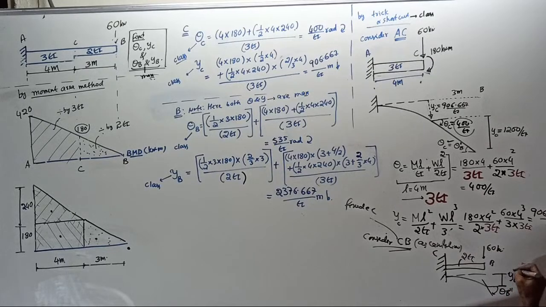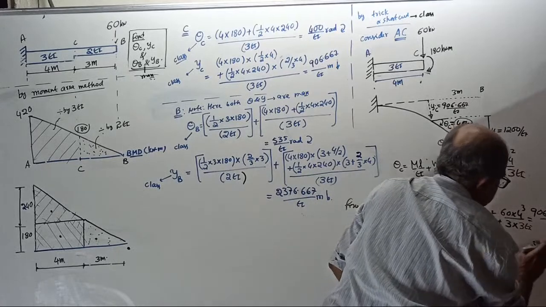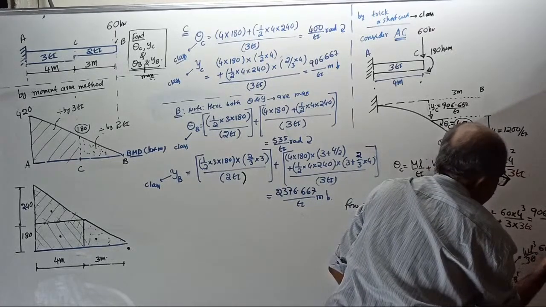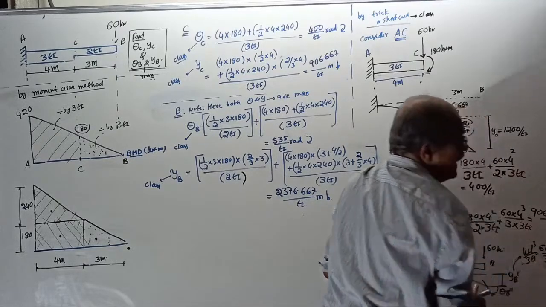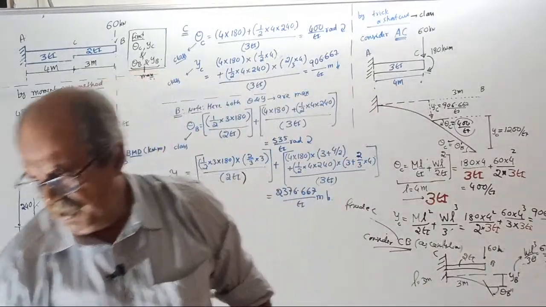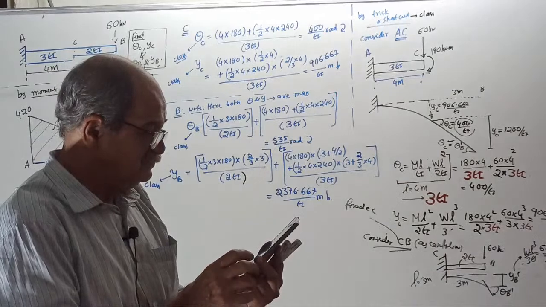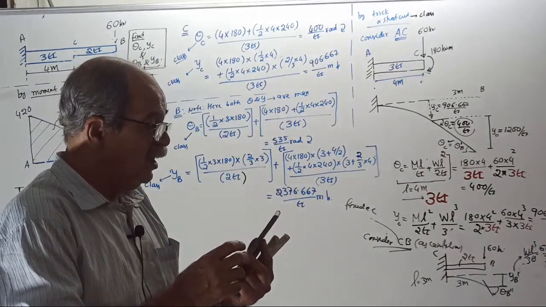Some name. This Y dash B equals the formula WL cube by 3EI, equal to 60 into, now the span is 3 meter, remember, 3 cube divided by 3 into 2EI. Tell that answer fast, I have not calculated it. Tell that answer first, then you go to the last question, over. That answer is not visible? Visible.